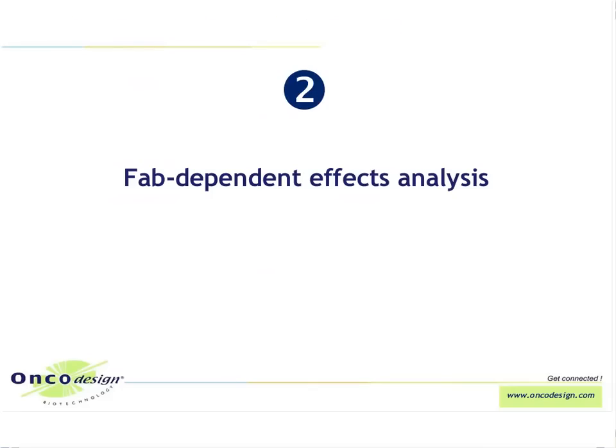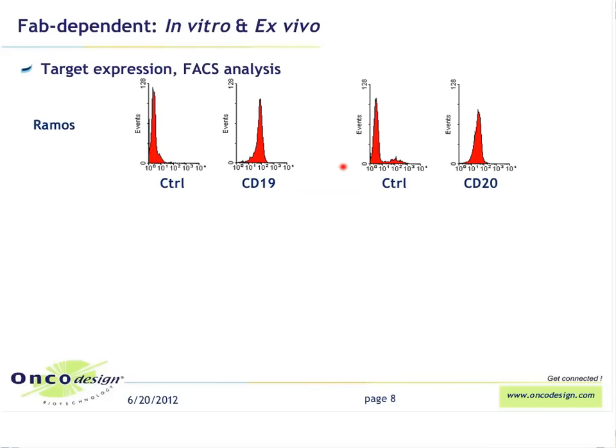Let's now move to how to evaluate the FAB-dependent efficacy. And first, this antibody is specific of a target and could be used for sure to evaluate the target expression. The best way to do that is that it's mostly designed to bind cell surface antigen than to use FACS analysis. And this is an example of Ramos B-cell lymphoma that express CD19 and CD20.